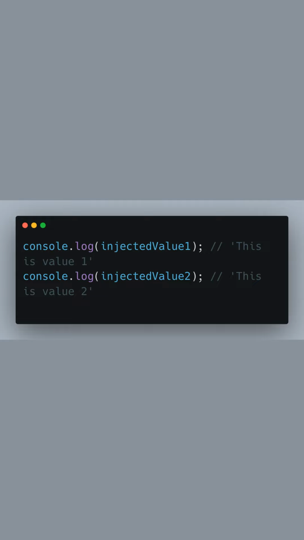After injecting the values, we can use them within the child component. Here, we simply log them to the console to demonstrate that the values have been successfully injected.